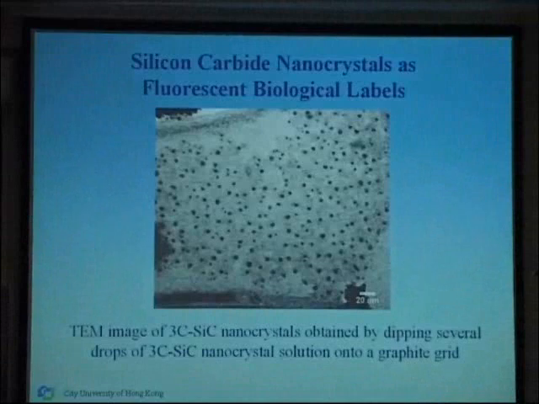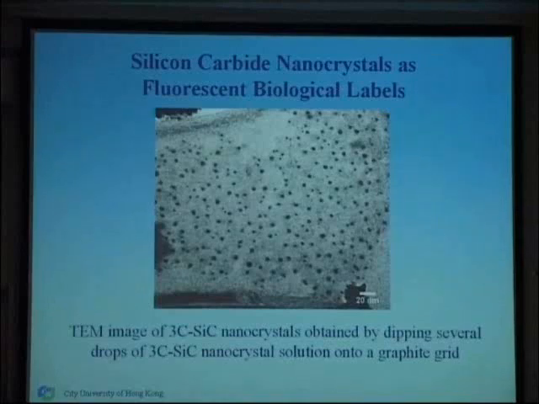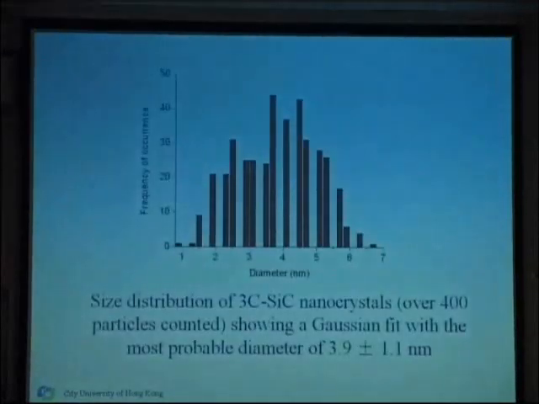I'm going to have 2 more examples. This is something new that we have done. It's called biolabeling. Biolabeling is how you identify the cells. So we use nanoparticles of silicon carbide to try to see if we can have the particles go into the cell and label the cell. This is the dimension of these nanoparticles, very small, about 4 nanometers on the average, size distribution. Okay?